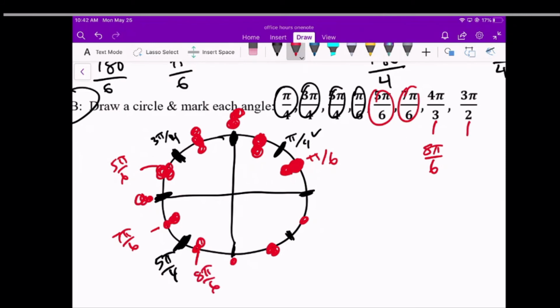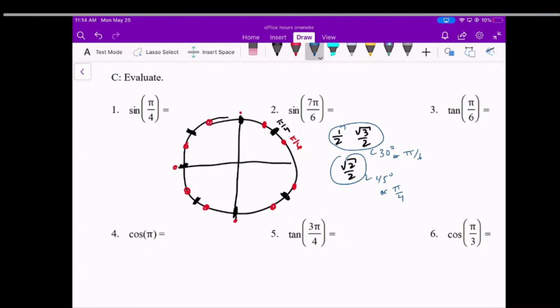3 pi over 2, you could think of that as 6 pi over 4 if you like. You could also think of that as, let's see, if we wanted to do sixths, as 9 pi over 6. Both those will get you in the same spot. All right, I've got my diagram drawn. If I'm dealing with a 30-degree angle, the coordinates are going to be 1/2 or root 3 over 2. If it's a 45-degree type or pi over 4 type, it's going to be root 2 over 2.